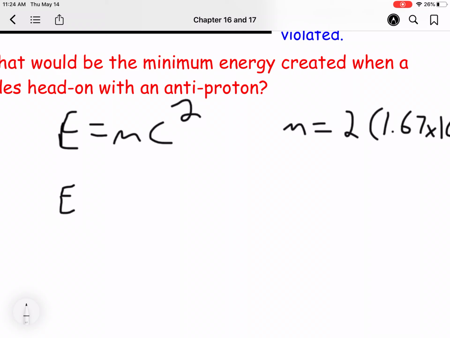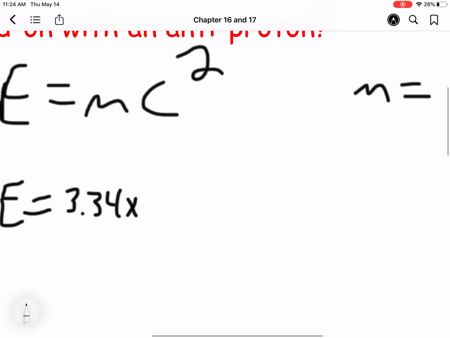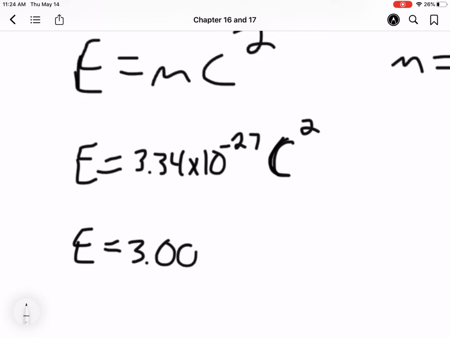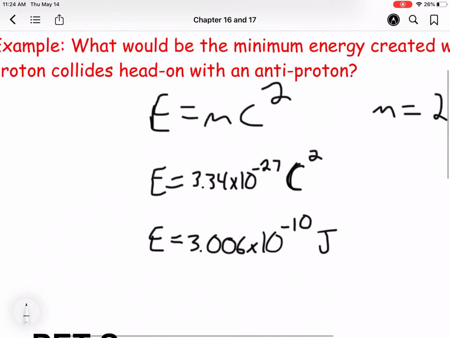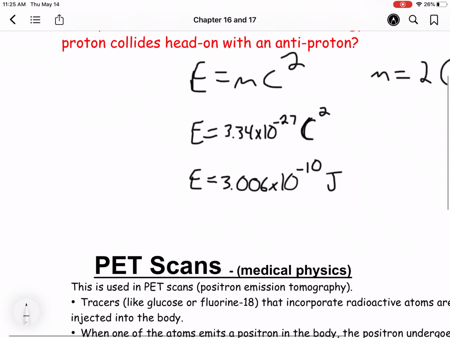Okay, so E equals 3.34 times 10 to the negative 27 times c squared, so times 3 times 10 to the 8 squared, and we're going to get the energy as 3.006 times 10 to the negative 10 joules, right? Which again doesn't seem like a lot, but it is when you're considering it's just one single proton and one single antiproton creating this.